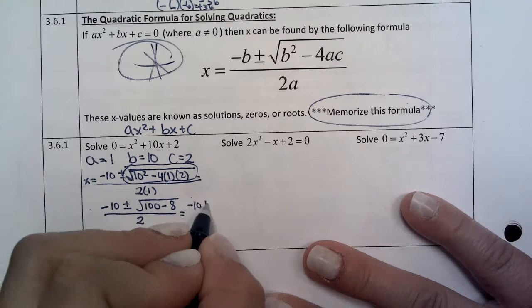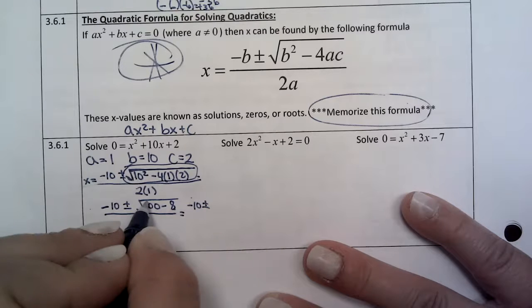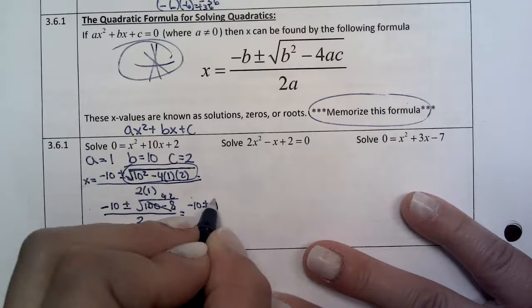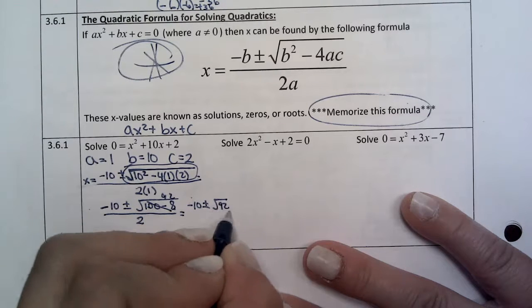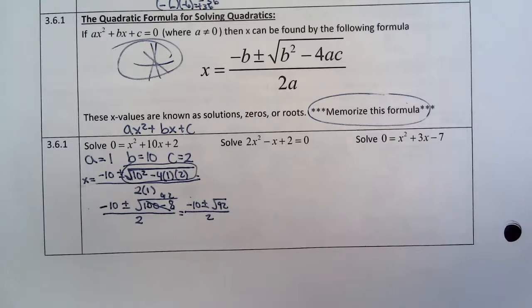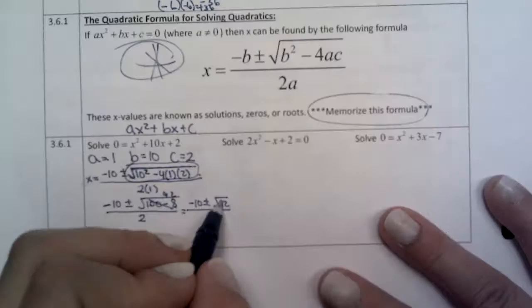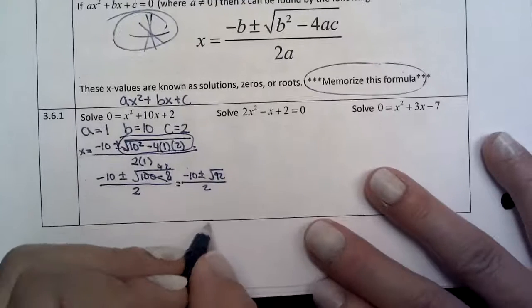I'm going to continue simplifying. So I have negative 10 plus or minus, so 100 minus 8 is 92. So that's the square root of 92, all of that over 2. Okay, 92 is a pretty big number. I can probably simplify it a little bit.